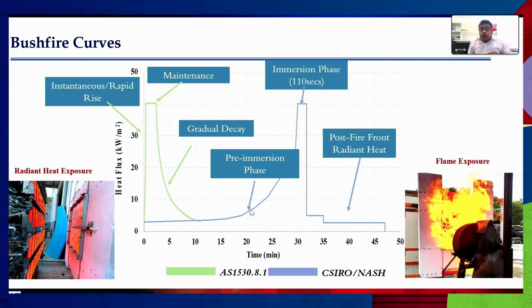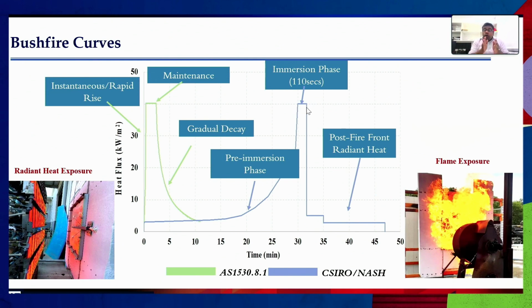And then what we did was, for flame zone, we have that curve. Now for the BAL 40 test, where you have only the radiant heat exposure, we used the AS 1538.1 curve, so that is the 11 minutes curve, and then we modified the NASH curve to have a 47 minutes duration, but without the flame zone. So without the flame zone exposure there, we modified it and made it to 40.